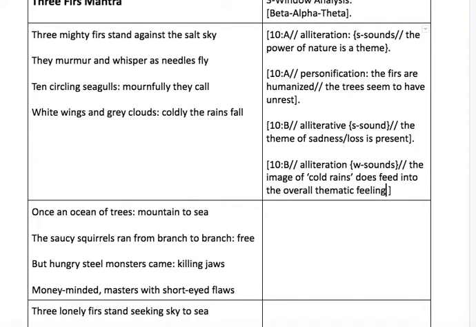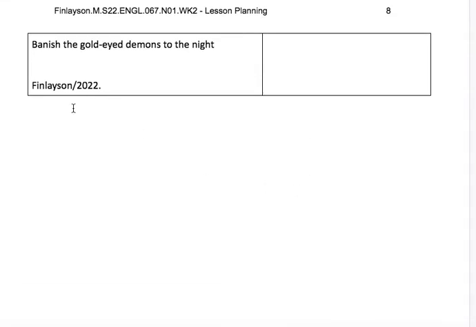So this is an example of how we would build out our framework analysis of this poem. So then you would go forward and start writing your paragraph about it.